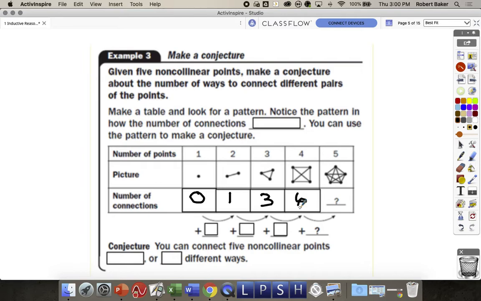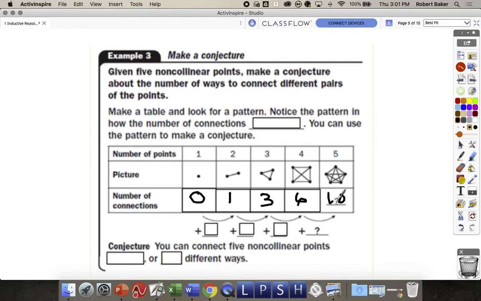Now, if you're counting, that's good because you can verify your conjecture. But I'm asking you to find a better way to use that. Use inductive reasoning to find it. 12, right? What do you got, Jenna? The correct answer is 10.